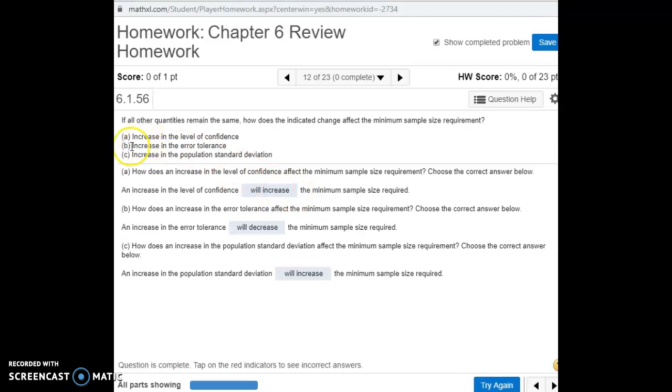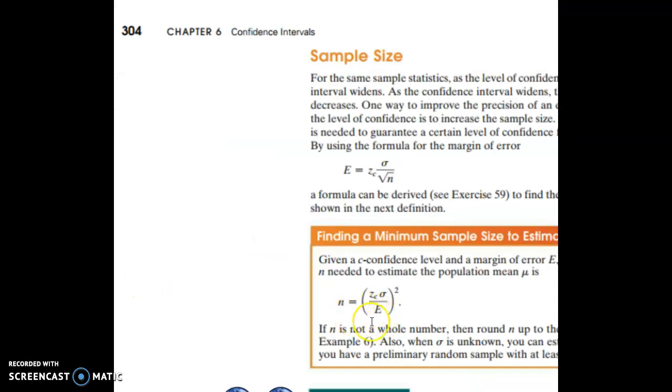If nothing else changes and we increase the error tolerance, that will decrease the minimum sample size required. Again, looking at the formula, nothing else changes, but we're increasing our margin of error, E, that we're dividing by. If you divide by a larger number, the overall result is smaller. So we'll get a smaller value for n, the minimum sample size.